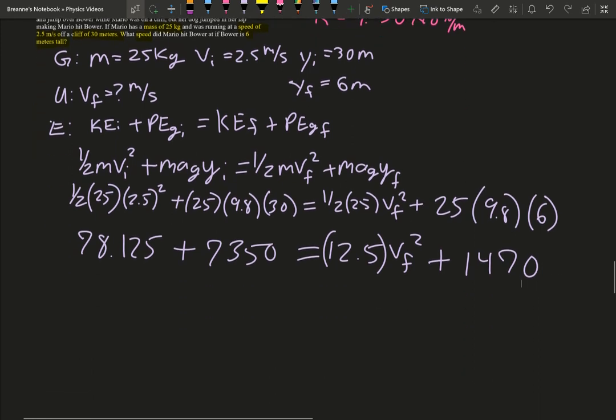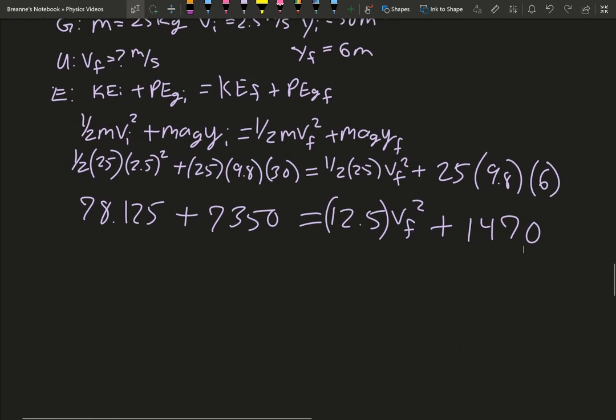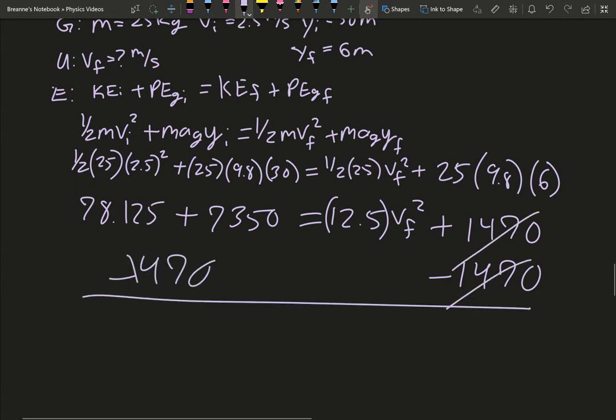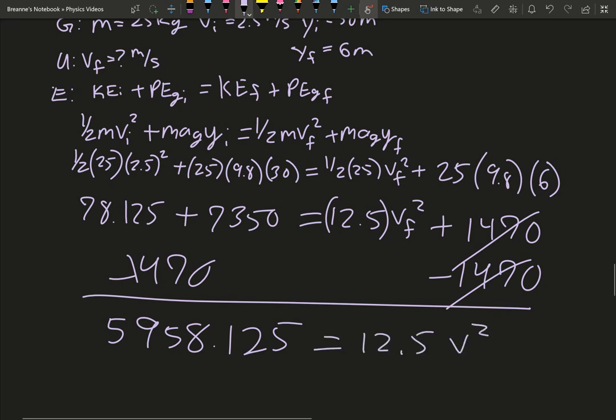1,470. Now, we need the V final by itself. So what can we do to this 1,470? It's being added, so the opposite of adding is subtracting. So we're going to subtract 1,470, and what we do to one side, we have to do to the other. So we're going to take our 78.125 plus 7,350 minus 1,470, and you're going to get 5,958.125 equals our 12.5 V final squared.